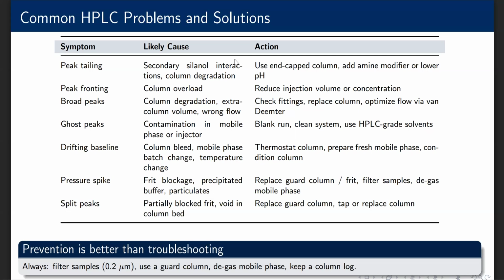The prevention advice at the bottom is crucial. Always filter samples through a 0.2 micrometer filter. Always use a guard column to protect the analytical column. Always degas the mobile phase and keep a column log that tracks injections and performance over time.